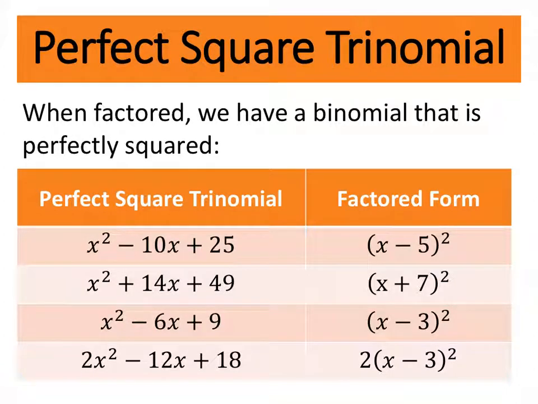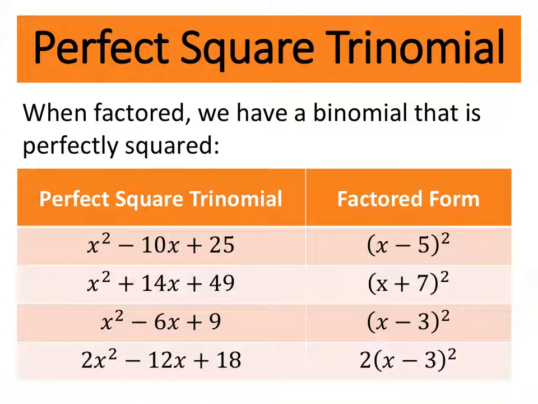So, some things you need to know is that there's things called perfect square trinomials. When these particular trinomials are factored, we get binomials that are perfectly squared. So they're very special cases, but we're always able to find a perfect square trinomial if we have a trinomial, which is what completing the square is all about. So we can't complete the square here because they're already perfect squares.